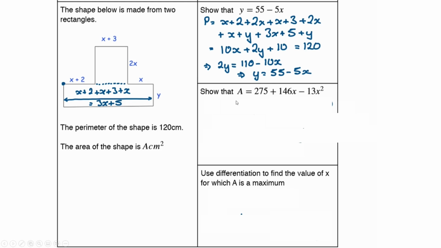Right, next step. Show that A equals, or the area of the shape is A, so therefore I'm going to work out my area. How do I do that? Well, I'm going to do this rectangle at the top plus this rectangle at the bottom. So I've got 2x times x plus 3, so that's my first bit. Then I'm going to add on 3x plus 5 times y.